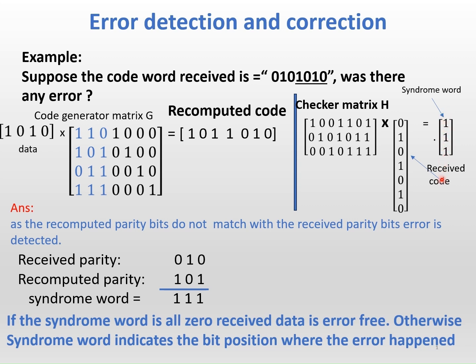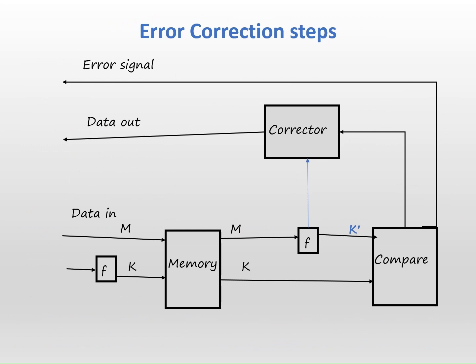And this 111 is saying it is the 7th bit position where the error has happened. So it is corrected in this way. Now we are going to see a bigger problem. But before that, let's go through the error correction steps again.